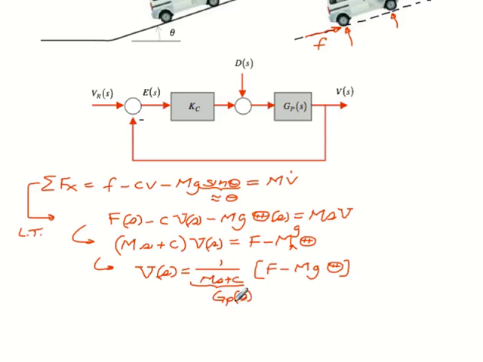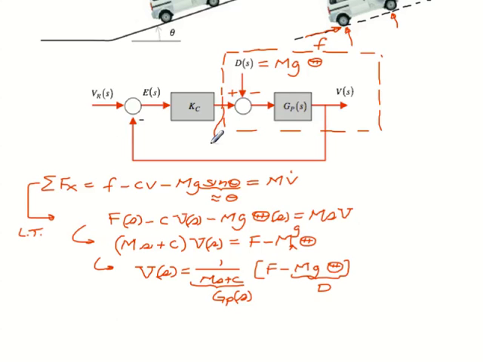So this part here is representing this portion of our block diagram above, where if I let the disturbance D be mg times theta, so this is D. So it's the difference here between F, which is going to be the input for this block here, F minus D, times this plant transfer function Gp.